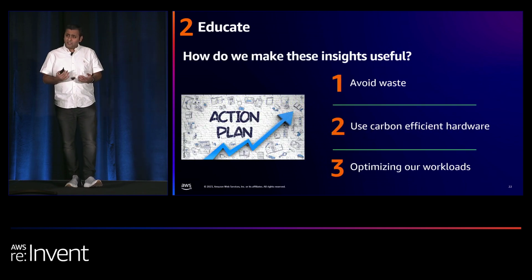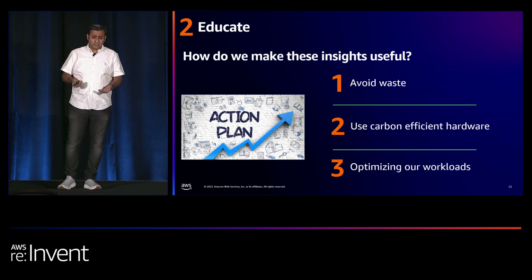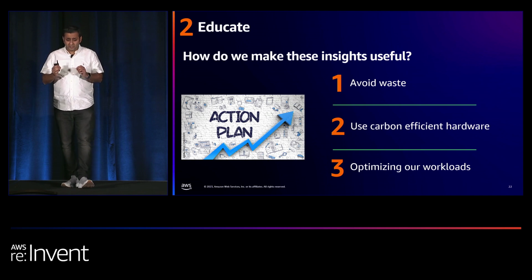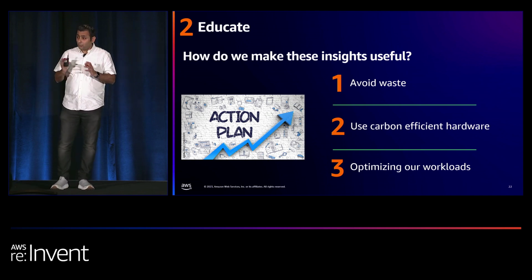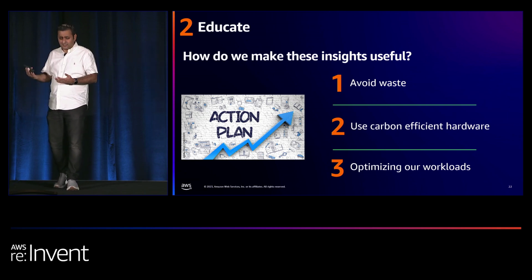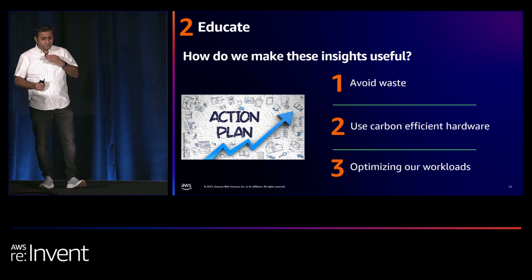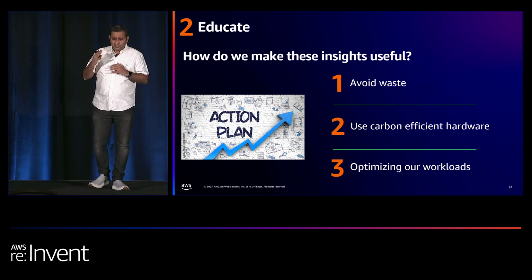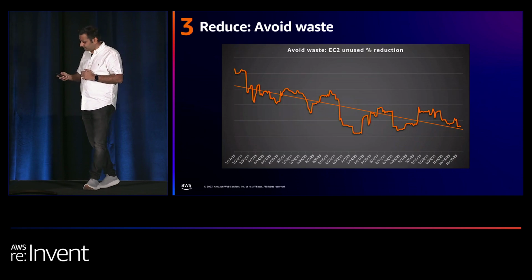So now that we were learning all these things, how did we make these insights useful? This is the part where we started to focus on reduction. We started with low-hanging fruits, such as avoiding waste, moving to more carbon-efficient instances, followed by workload optimization. We're going to talk through all 3 aspects in the next few slides.